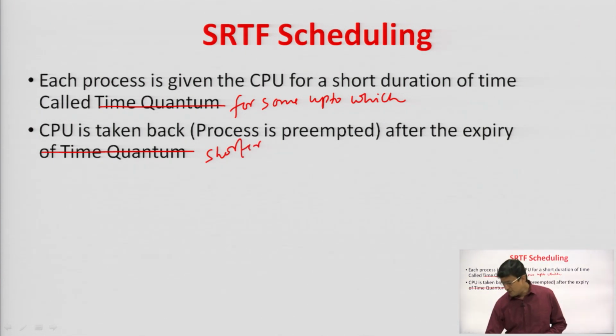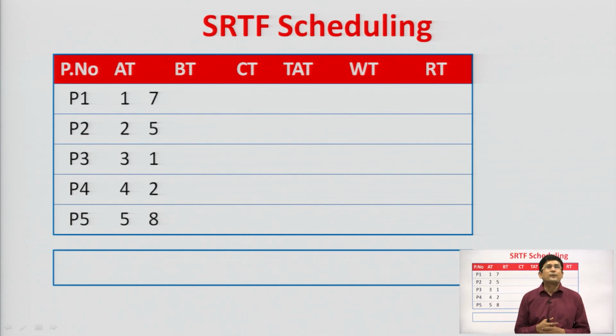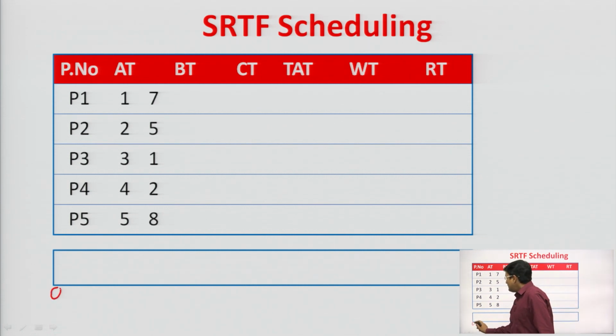Fine. Now, let us solve the numerical for this. This is the situation wherein there are 5 processes, and these 5 processes arrive at times 1, 2, 3, 4, 5 respectively. This is the Gantt chart. At time 0 in the Gantt chart, I cannot allocate any process, because no process has arrived at time 0. So, from time 0 to time 1, the Gantt chart remains empty.